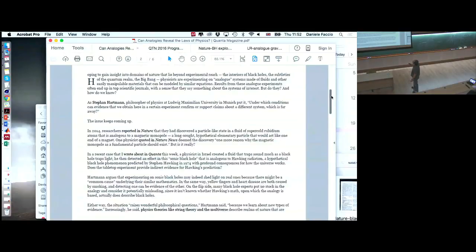But for example, here she's saying the quantum realm, the Big Bang: physicists are experimenting on analog systems made of fluids and other materials that can be modeled by similar equations. And then results from these analog experiments often end up in top scientific journals. This piece was published following up on Jeff Steinhauer's papers in Nature Physics. Okay? So he's gone to Nature Physics and said, I've measured Hawking radiation. True or false? It's a very valid question.